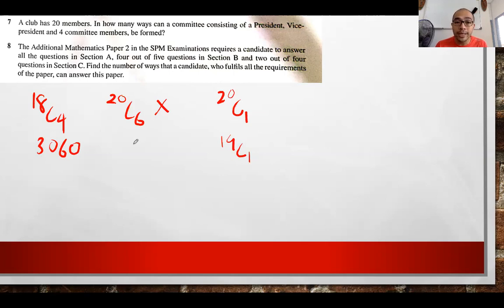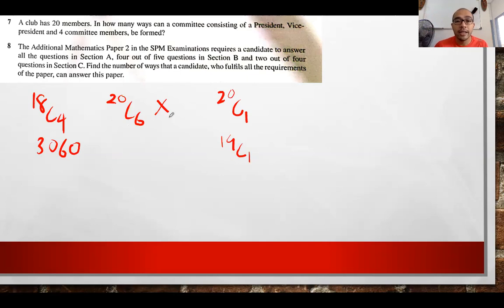If you use 20C6, it means it doesn't matter to you. You just choose 6 people and then give them the post, which is not what the question is asking. The question is asking very specifically: first choose the president, then choose the vice president, then choose the committee members.